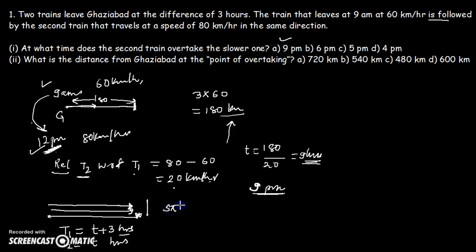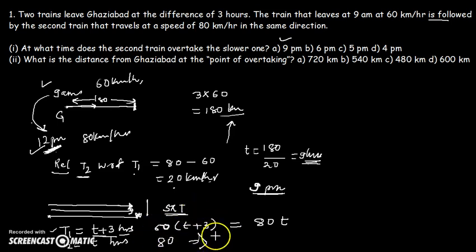If the distance is same, the product of speed and time will be same. What is the speed of T1? 60. What is the speed of T2? 80. What are the time takens? Time takens are already written. T plus 3 and this is T. And these two will be equal, right? Because the distance is same.